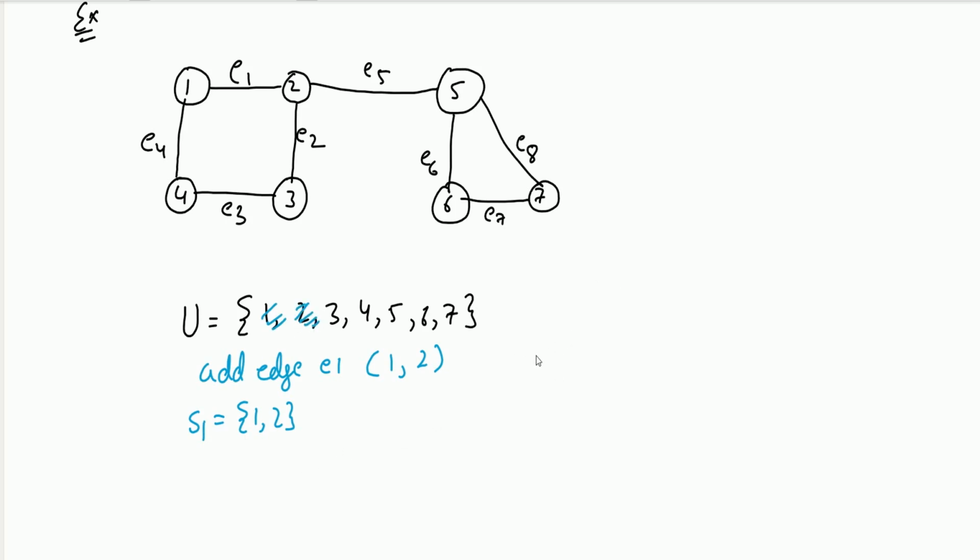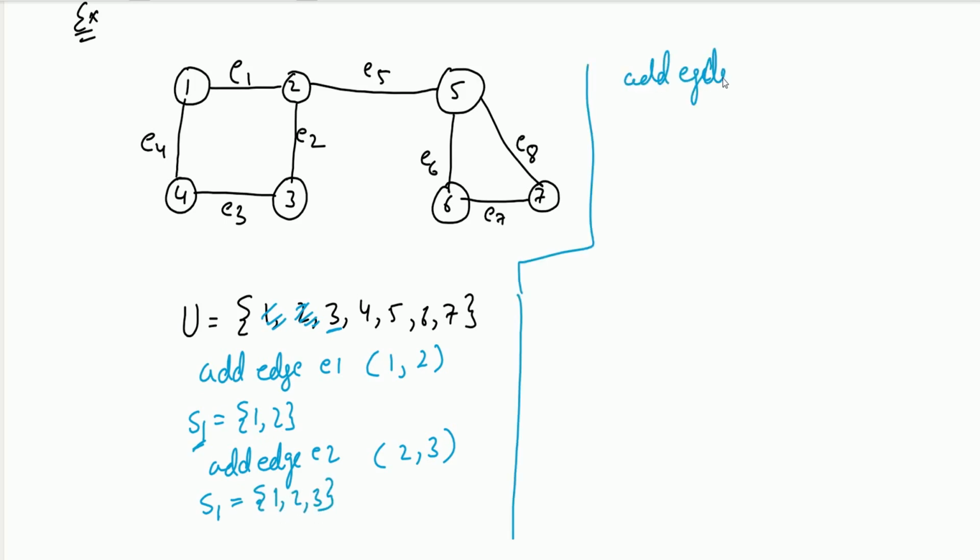Next we will take edge E2. E2 is having 2 to 3. Now 2 belongs to S1, 3 belongs to the universal set. So when we do find 2, we will get S1, and when we do find 3, we will get the universal set. So we can add them and we will have S1 union 3. So it will give us {1, 2, 3}. Next when we add edge E3, we will have 3 to 4.